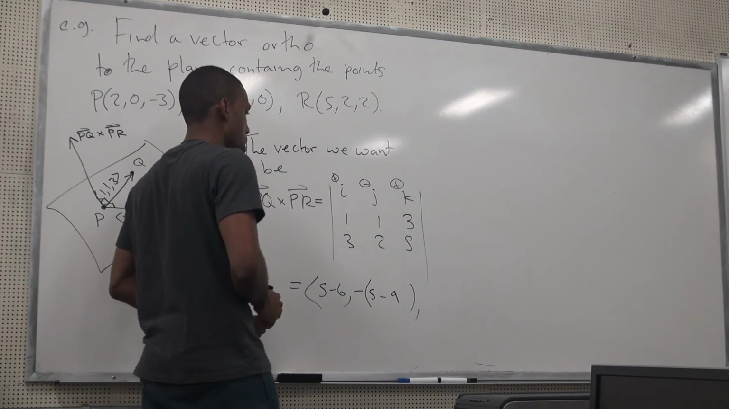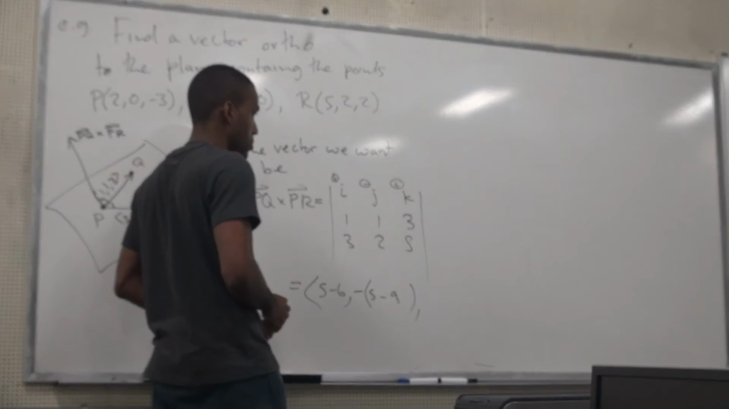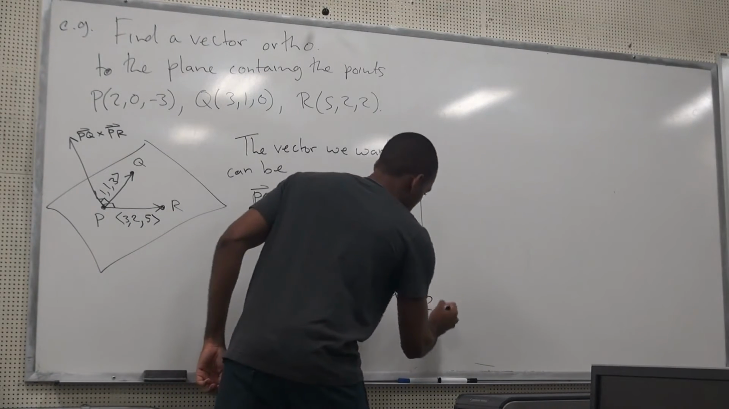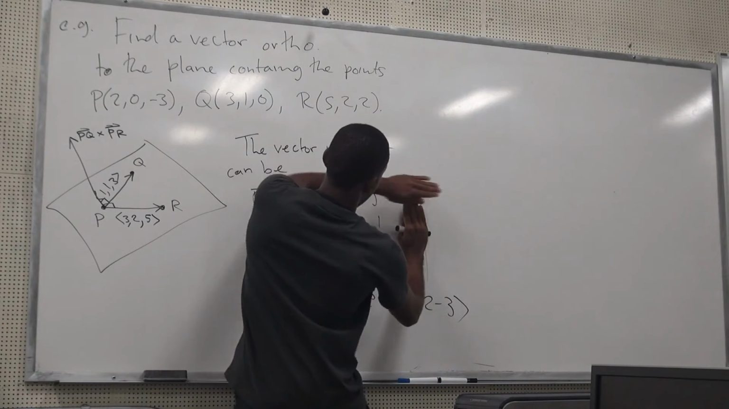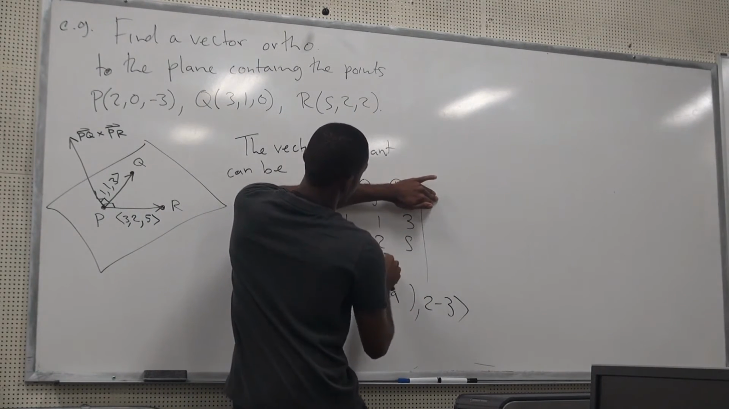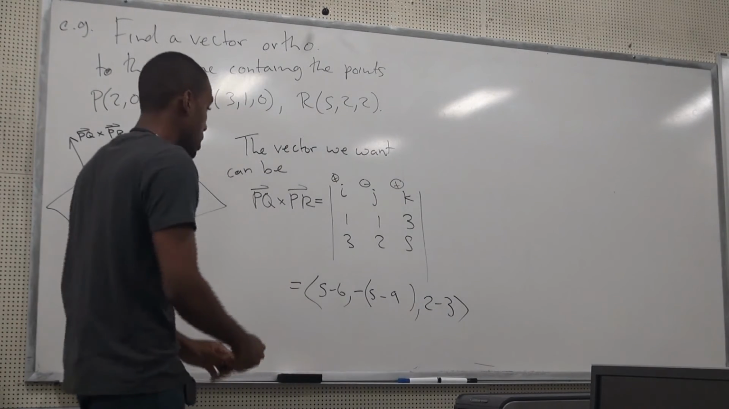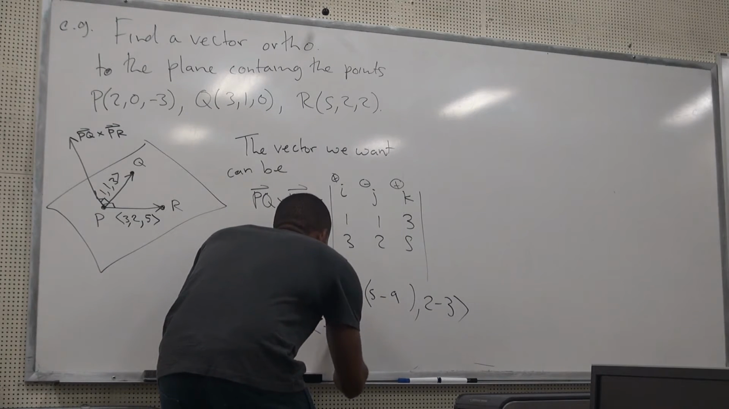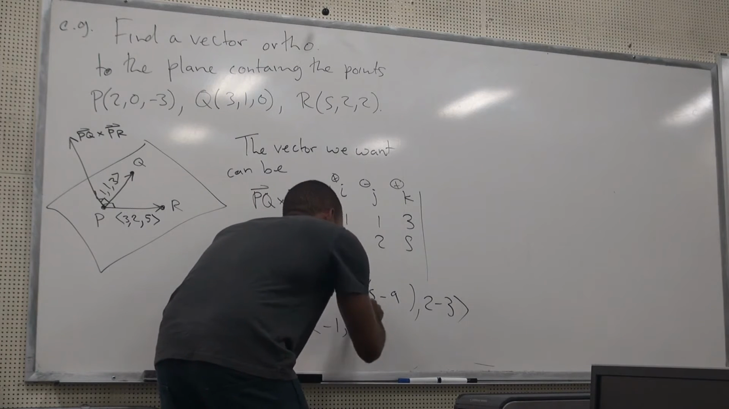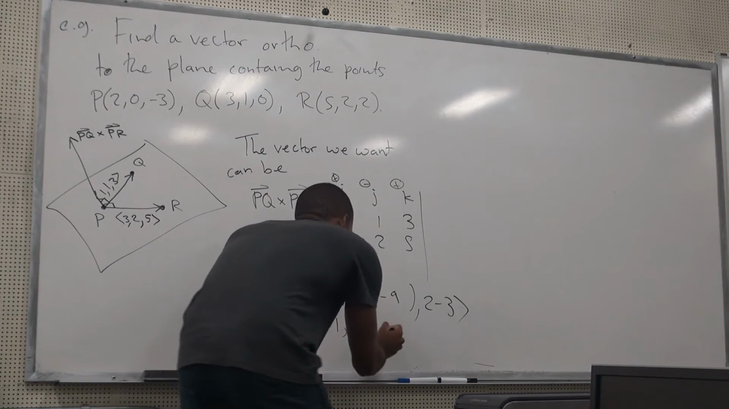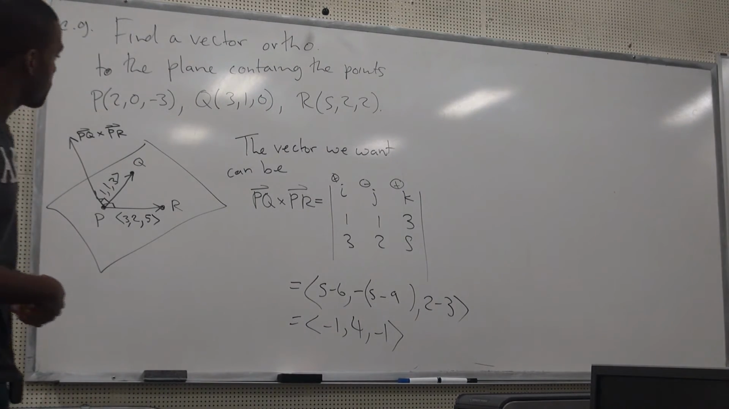Then the last one is going to be what? 2 minus 3. Right? So for the k component, you block out everything in his row and his column. So you have 1, 2, 3, 2. Cross multiply here, get 2. Cross multiply there, get 3. You get 2 minus 3. So the vector we want would be minus 1. This would be 5 minus 9 is minus 4, but you take a negative of this, so it's plus 4, and 2 minus 3 is minus 1. So that is a vector that is orthogonal to the plane.